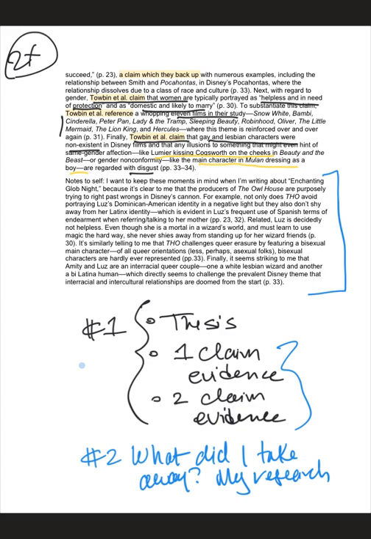So in this sample paper, they're analyzing an episode from The Owl House, which is a Disney cartoon, right? So let's look at how I'm connecting the dots here. So let us go to the first example here, okay? For example, not only does The Owl House avoid portraying Luz's Dominican American identity in a negative light, but they don't shy away from her Latinx identity, which is evident in Luz, the character's frequent use of Spanish terms of endearment when referring and talking to her mother, right?